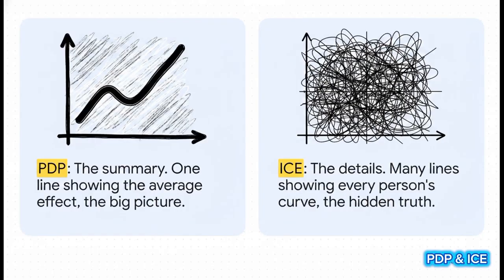The PDP, that's the summary. It's one single line showing the average effect. The ICE plot, on the other hand, gives us the details. It doesn't average anything at all. Instead, it plots the individual curve for every single person. It's the big picture versus the often hidden truth.